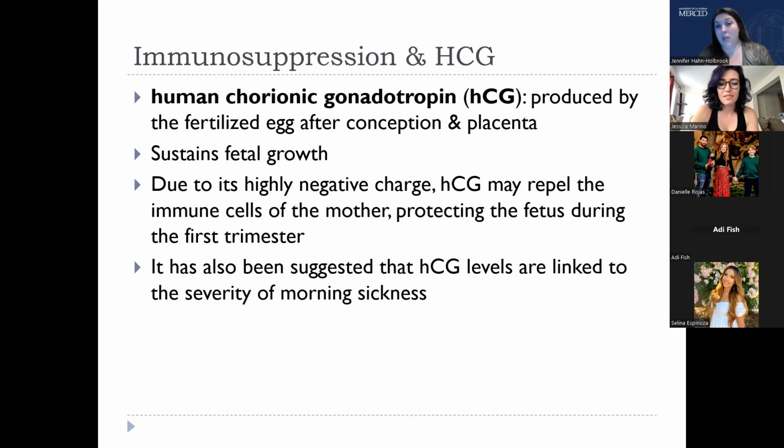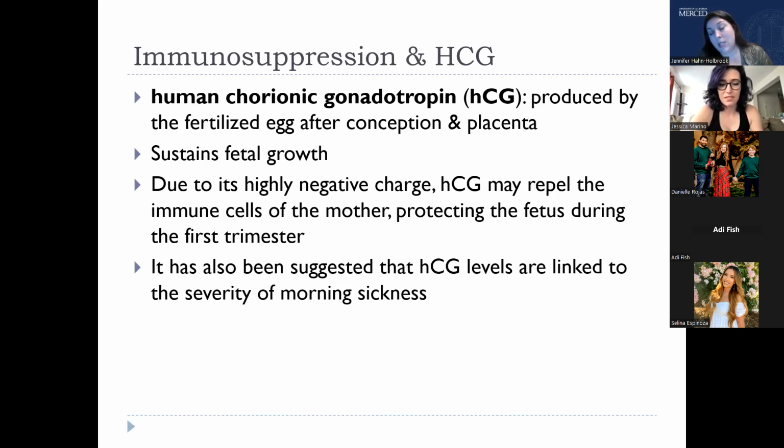In terms of the proximate mechanism of pregnancy sickness, it seems to be related to this HCG hormone. It's produced by the fertilized egg after conception. It sustains fetal growth, and due to its high negative charge, HCG may repel the immune cells of the mother, protecting the fetus during the first trimester. So it's actually also the mom's body will suppress.